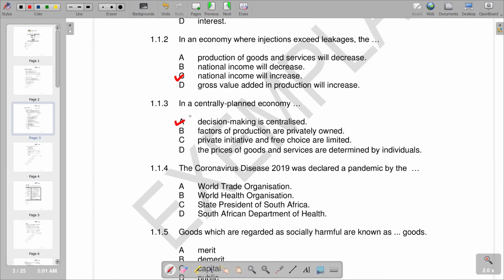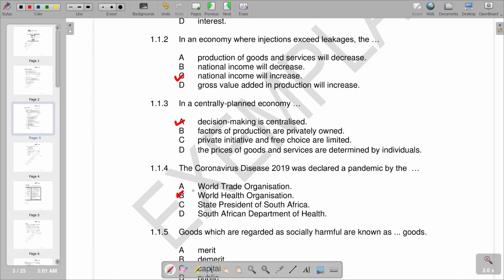Then moving on to 1.1.4: the coronavirus disease 2019 was declared a pandemic by the, we have different organizations there, but we know that the World Health Organization is the one in charge of health issues in the world. So we have the World Health Organization as the correct response, which is our B.